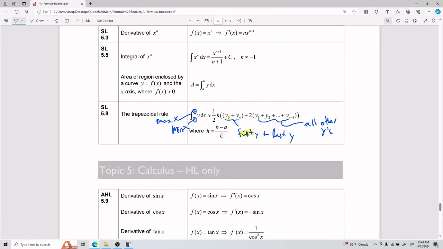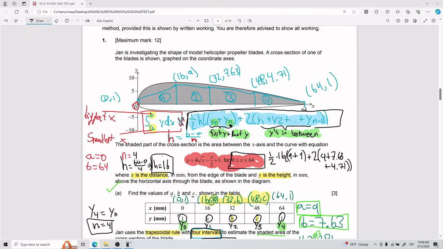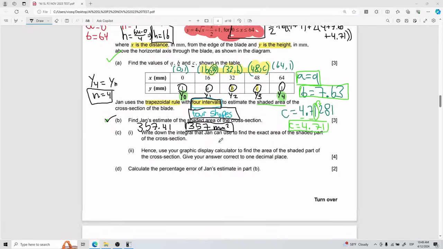Yeah, and n is going to be your last y. As long as you understand that, the trapezoidal rule suddenly becomes very friendly, and it's really not that hard. So that is part B.